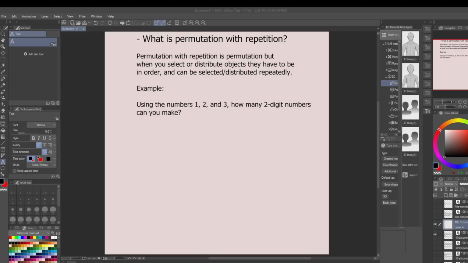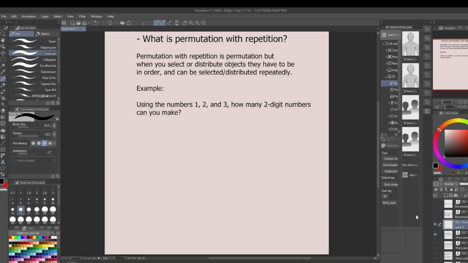Okay, so now what is permutation with repetition? Permutation with repetition is permutation, but when you select or distribute objects, they have to be in order and can be selected or distributed repeatedly. Okay, so for example, using the numbers 1, 2, and 3, how many two-digit numbers can you make?